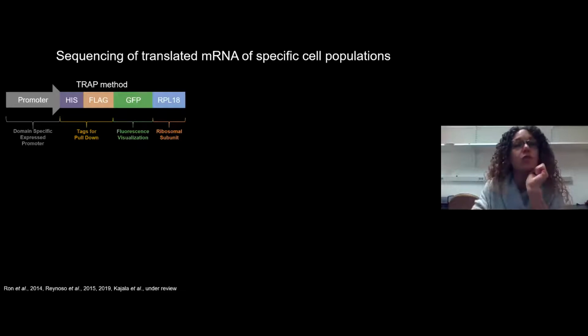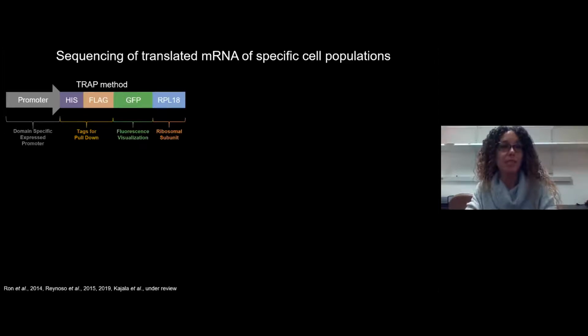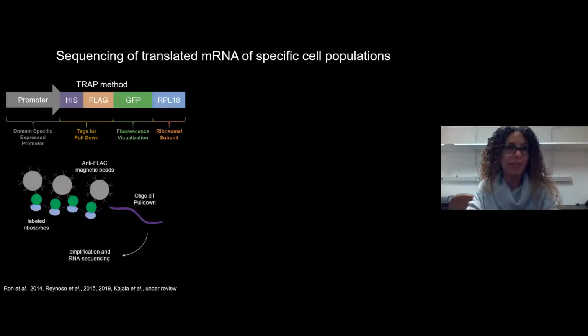Miliron and Kaiser Kayala, two former postdocs in our lab, identified a set of promoters that are expressed in specific domains in tomato roots. These promoters were used to drive the expression of a FLAG tag that was fused to GFP and a ribosomal subunit. Using anti-FLAG magnetic beads, the labeled ribosomes were pulled down, and the associated mRNA molecules were isolated and sequenced.